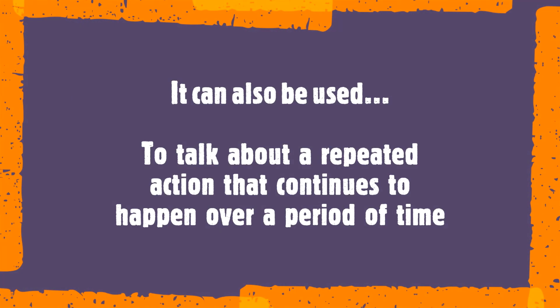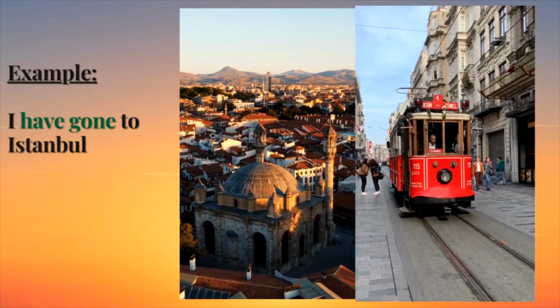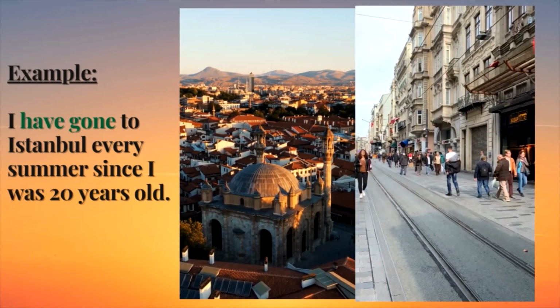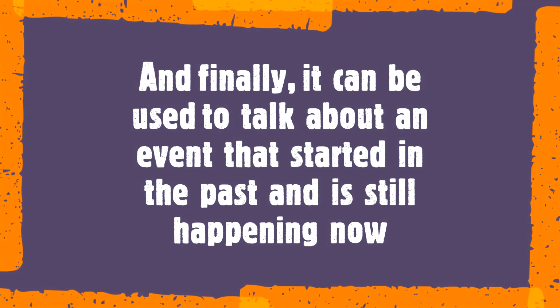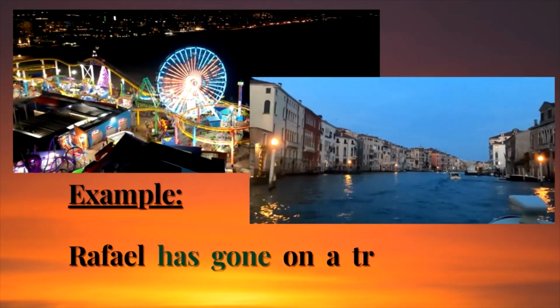It can also be used to talk about a repeated action that continues to happen over a period of time. For example, I have gone to Istanbul every summer since I was 20 years old. And finally, it can be used to talk about an event that started in the past and is still happening now. For example, Raphael has gone on a trip to Italy.